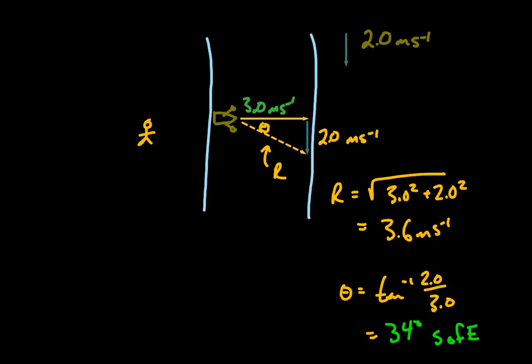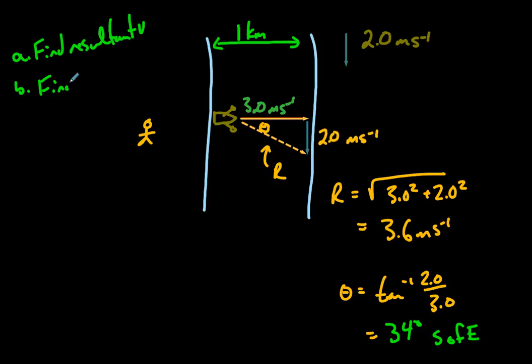Okay, let's add something to this now. Let's say that this river is 1 kilometer across. Okay, 1 kilometer across. Actually, what I'll just throw in here, say that that was question A and it was find resultant V, and then B is, if river is 1 kilometer wide, find time to cross.